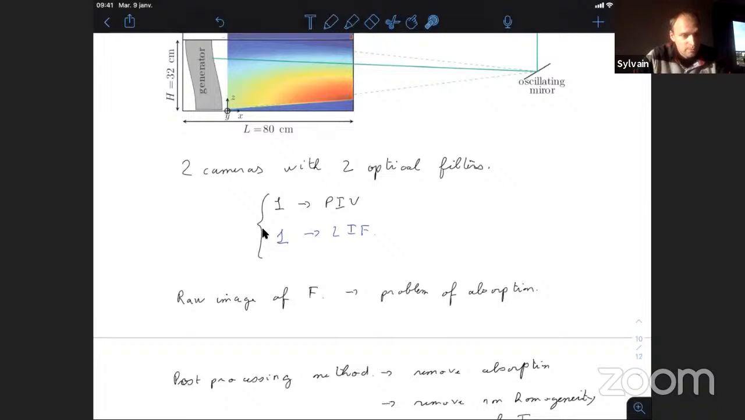So this is to remove the non-homogeneity of the intensity, and to remove the absorption. At each step, we know what the concentration of dye is on this side. We know the trajectory of a ray, and at each step we compute the concentration of dye, knowing the concentration before, and we do it step by step to get the complete intensity emitted by the dye, and to have the complete concentration of dye in the tank.